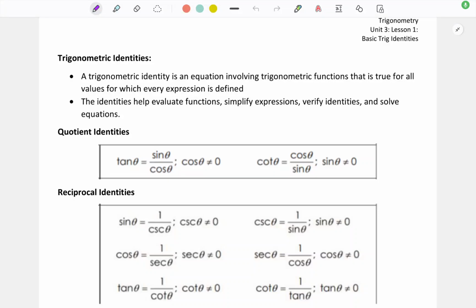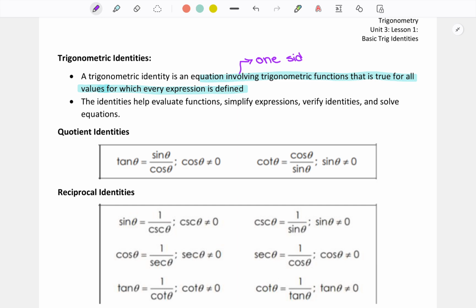So for this first lesson of Unit 3, we are going to be talking about the very basic trig identities that exist. So first of all, what in the world is a trig identity? A trigonometric identity is an equation involving trigonometric functions that is true for all values for which every expression is defined. So this means that we are going to be doing a lot of substitution.